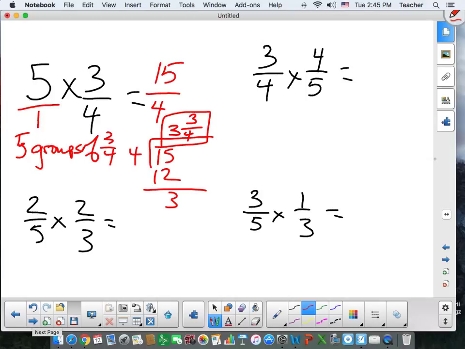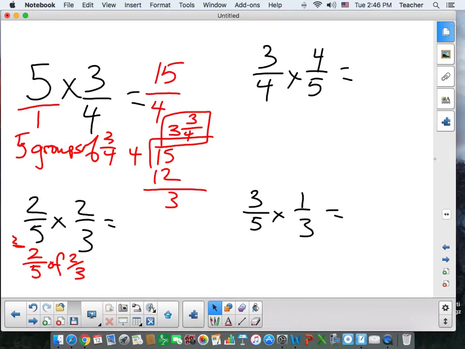Well, welcome to number 2. This is number 2. And this question is very different than the first question. All right, so in words, what are we doing here? Excellent. Finding 2/5 of 2/3.